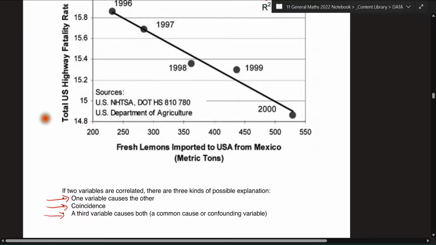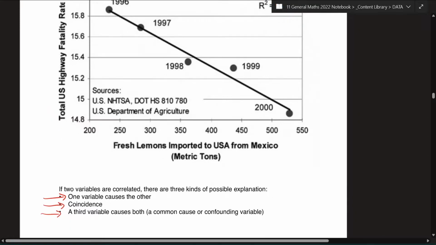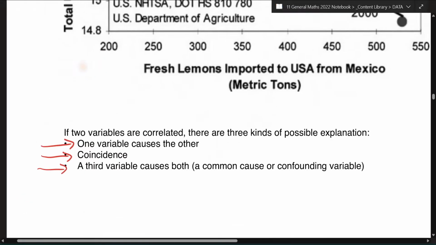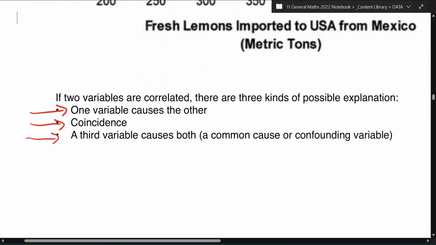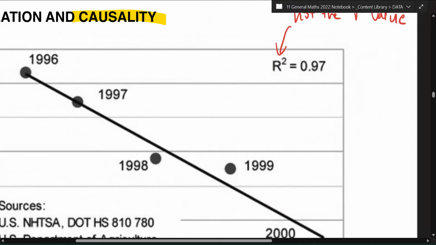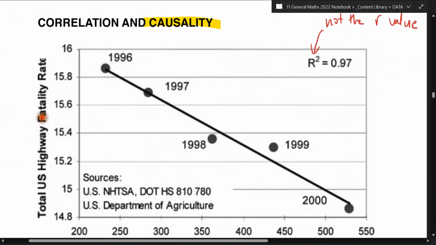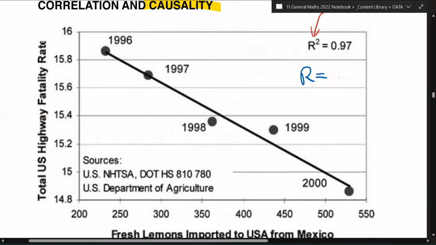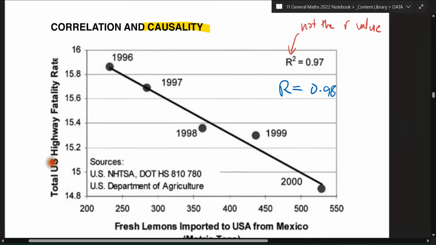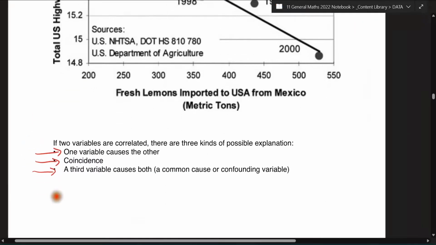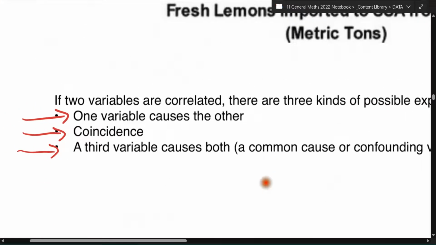There are three possible explanations as to why that's the case, and these are what we use. If there is some sort of correlation, which is represented by the R value, and a graph like this has an R value of, say, 0.98, it's really high. So why is it so strong? Well, there's got to be an explanation for it, and these are the three explanations that you can use.